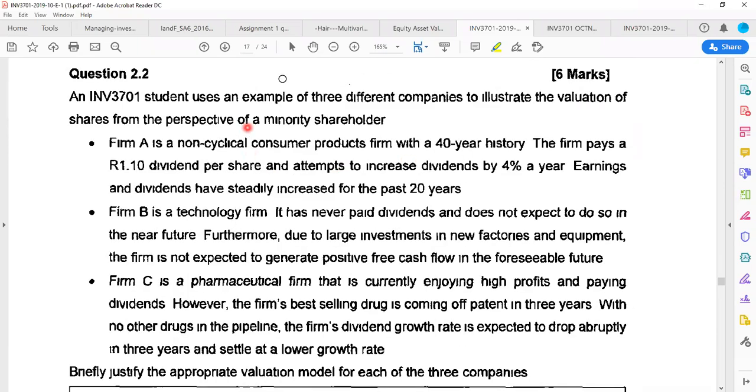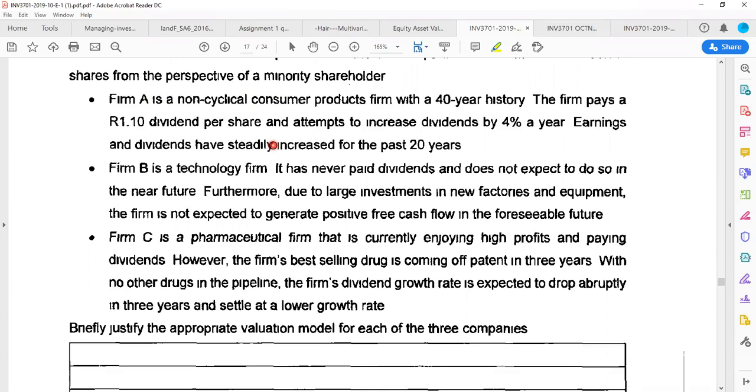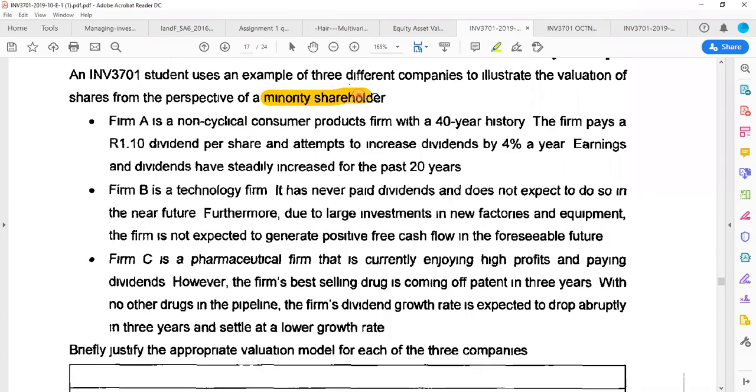And then next, we have question 2.2. So question 2.2 gives us a case study. We're told an INV3701 student uses an example of 3 different companies to illustrate the valuation of shares from the perspective of a minority shareholder, so that's important. And then we're given a lot of information here.